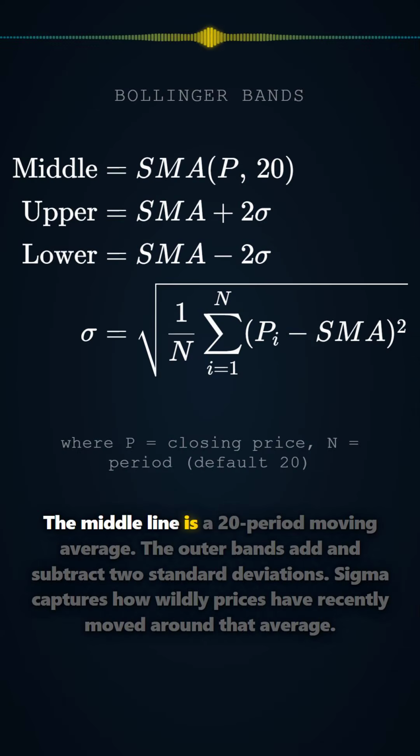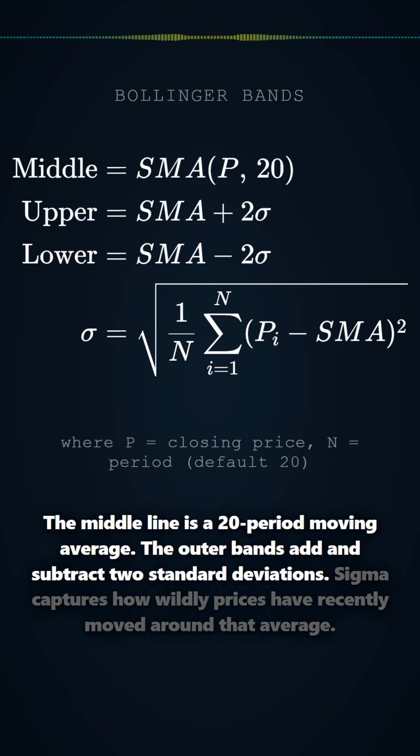The middle line is a 20-period moving average. The outer bands add and subtract 2 standard deviations. Sigma captures how wildly prices have recently moved around that average.